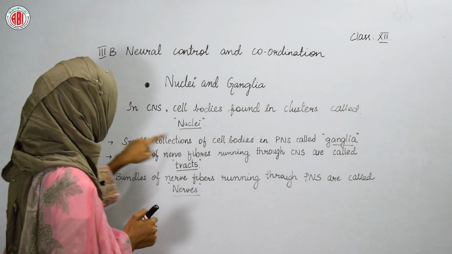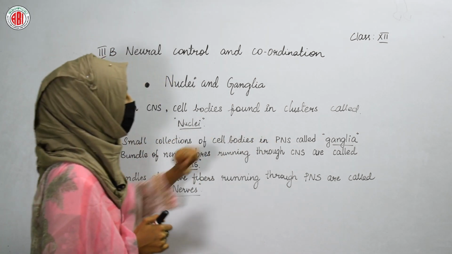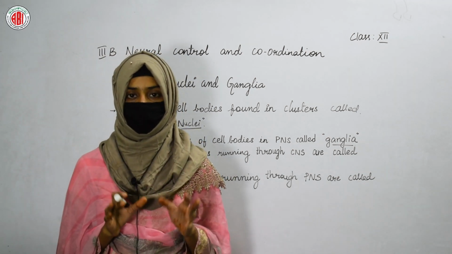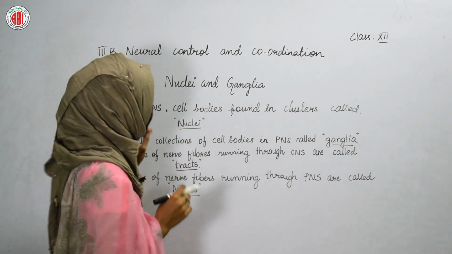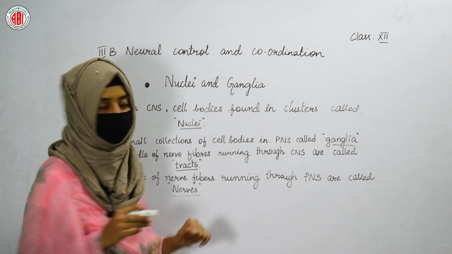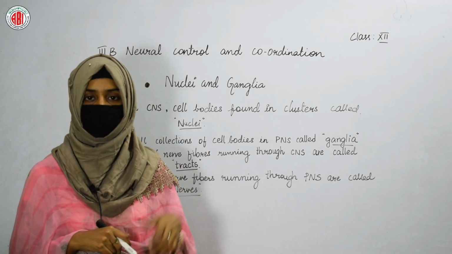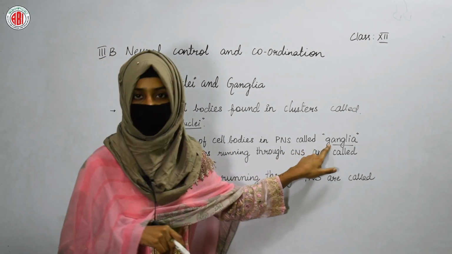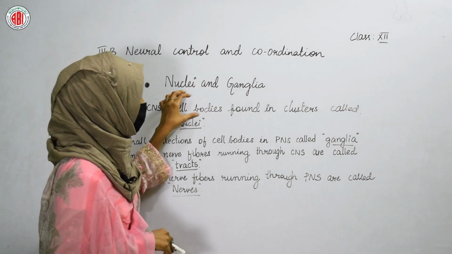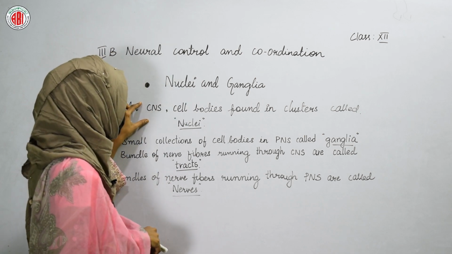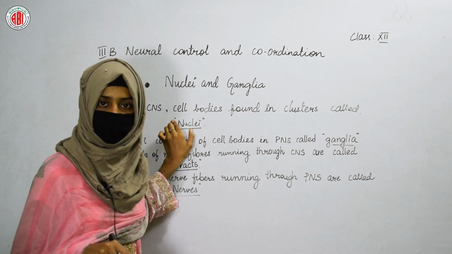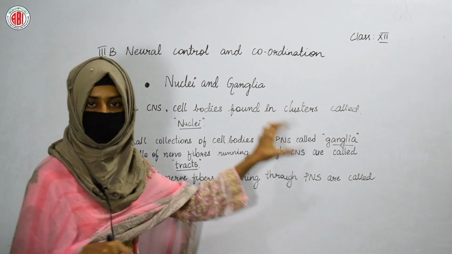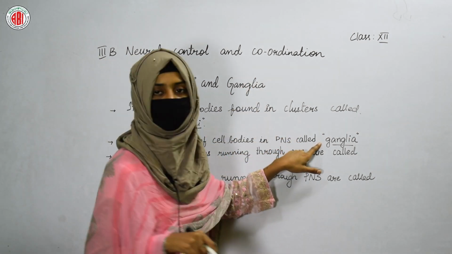Next one is small collections of cell bodies in the peripheral nervous system. Just as the cell bodies of the neurons are present in the central nervous system, likewise in the peripheral nervous system also you can find clusters of cell bodies, and those are called ganglia. So the cluster of cell bodies in the central nervous system is nuclei, and the cluster of cell bodies in the peripheral nervous system, that is PNS, we call ganglia.